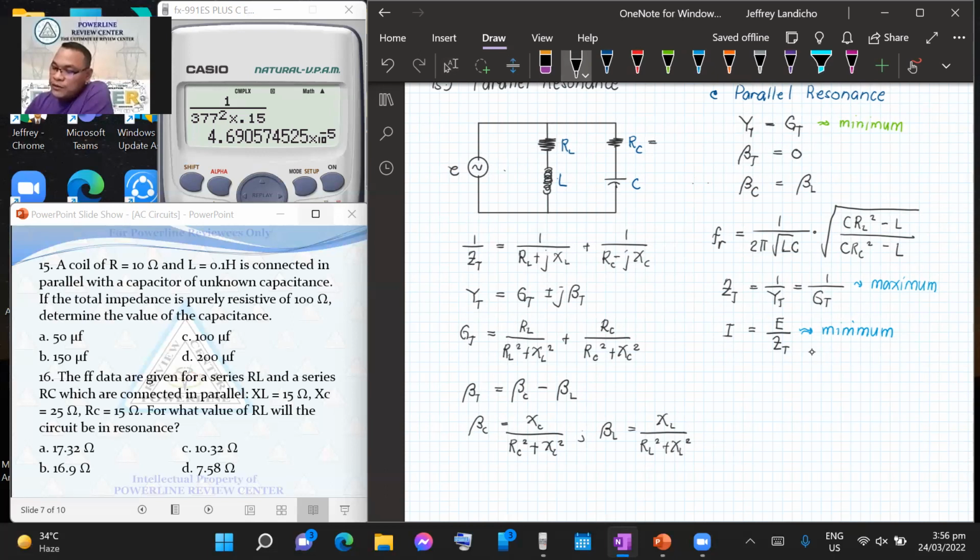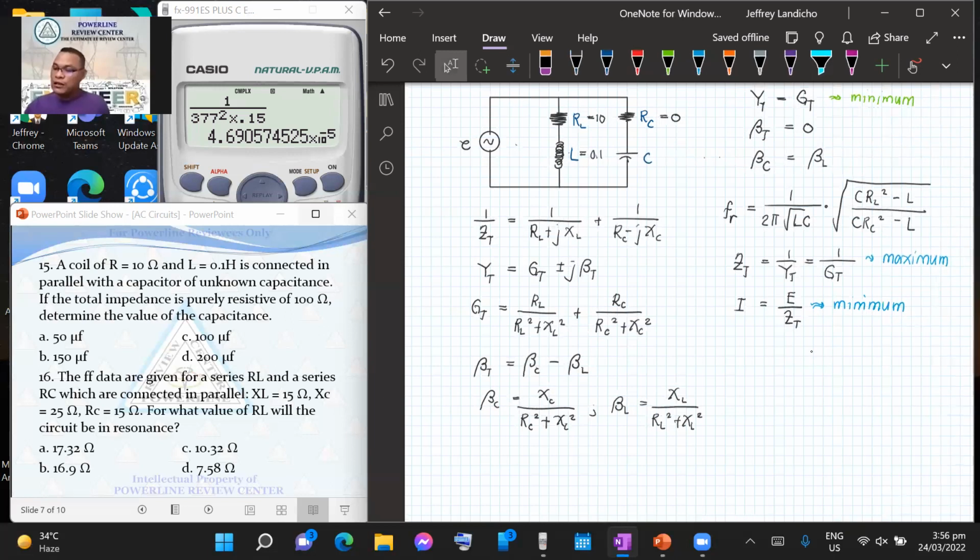So ngayon, dito sa ating problem, purely inductor, so RC is just what? Zero. Now, the resistance of the coil, this is 10. Inductance is what? 0.1 Henry. So ano hinahanap? What would be the capacitance of this circuit at which required the magnitude of the total impedance, it is equal kanino? 100 ohms.